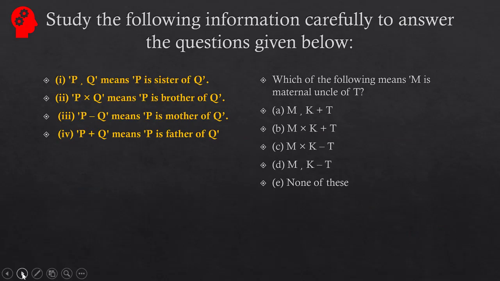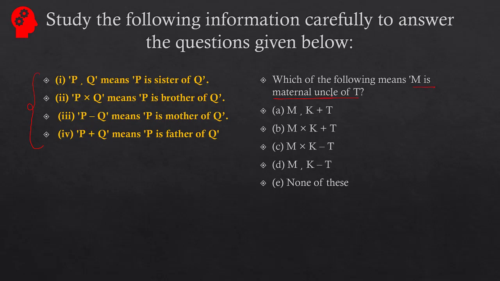So this is how a usual coded relationship question looks like. Here we can see that they have defined certain blood relations using certain symbols. So here P comma Q means P is sister of Q. P cross Q means P is brother of Q. P minus Q means P is mother of Q. And P plus Q means P is father of Q. And we have been given 5 options and we have to find out which of the following options would mean that M is maternal uncle of T. Now what do we mean by maternal uncle? Maternal uncle happens to be my mother's brother.